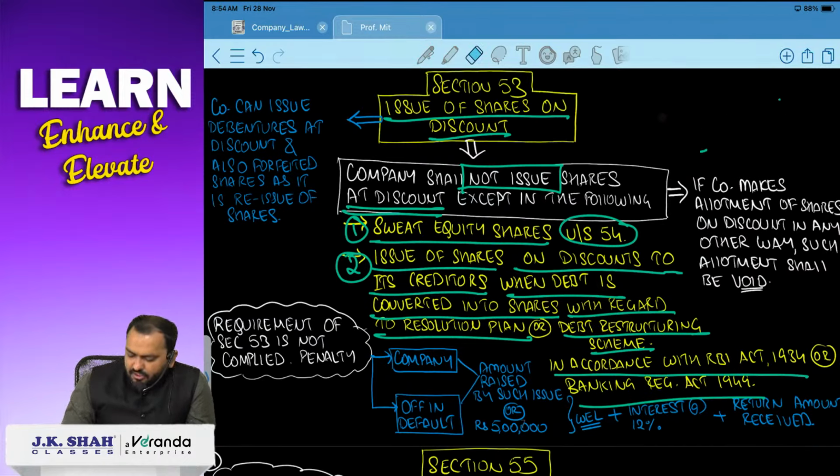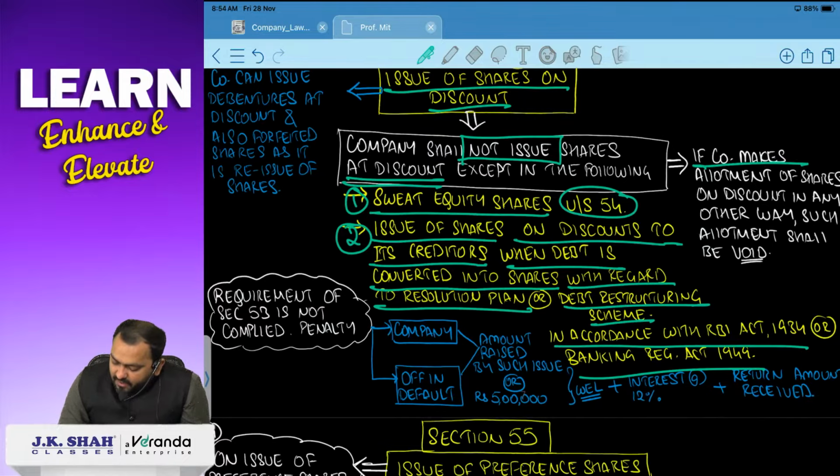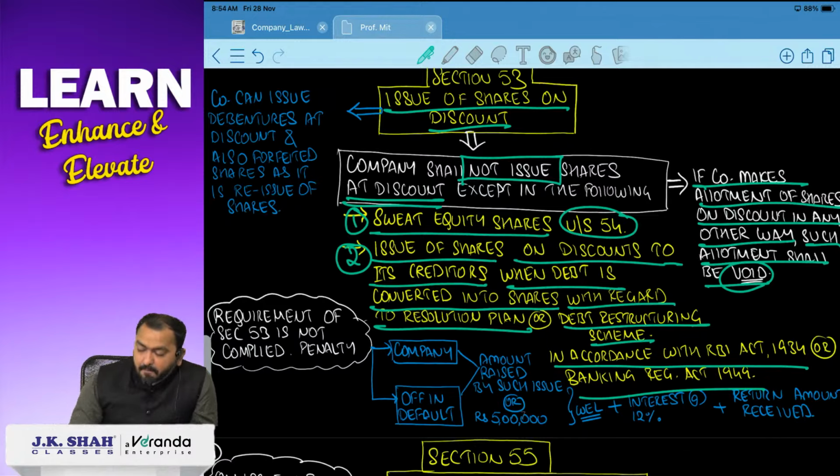Come on. Issue of shares at discount is not allowed generally. But when we talk about sweat equity shares, it is allowed. And whenever it is given to the creditors to adjust the debt. Okay? Two points. Now, if the company makes allotment of shares at discount in any other way, such allotment shall be void.